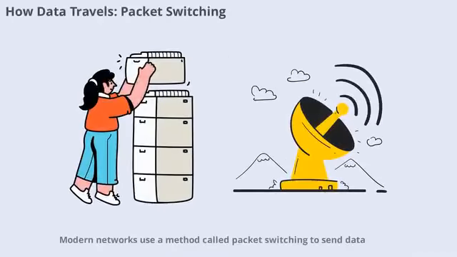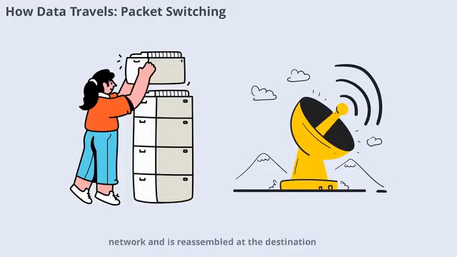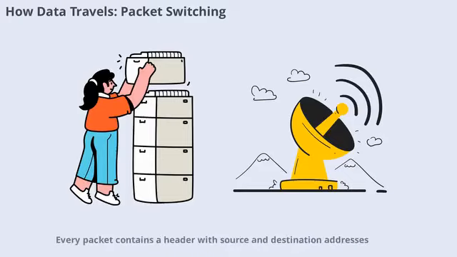Modern networks use a method called packet switching to send data. Instead of sending a whole message at once, the data is broken into smaller units called packets. Each packet travels independently across the network and is reassembled at the destination. Every packet contains a header with source and destination addresses, plus sequencing information to help put the message back together. This approach makes data transfer efficient and reliable, even if some packets take different routes to reach the same endpoint.